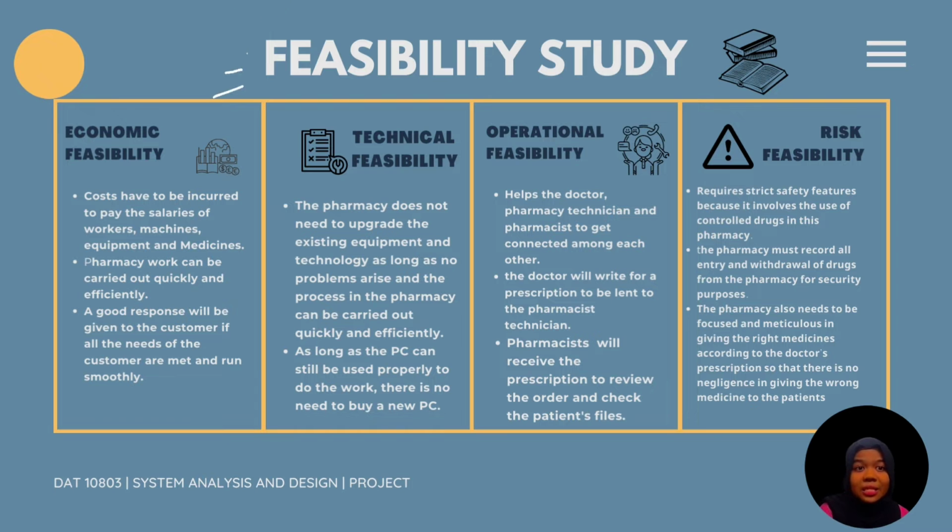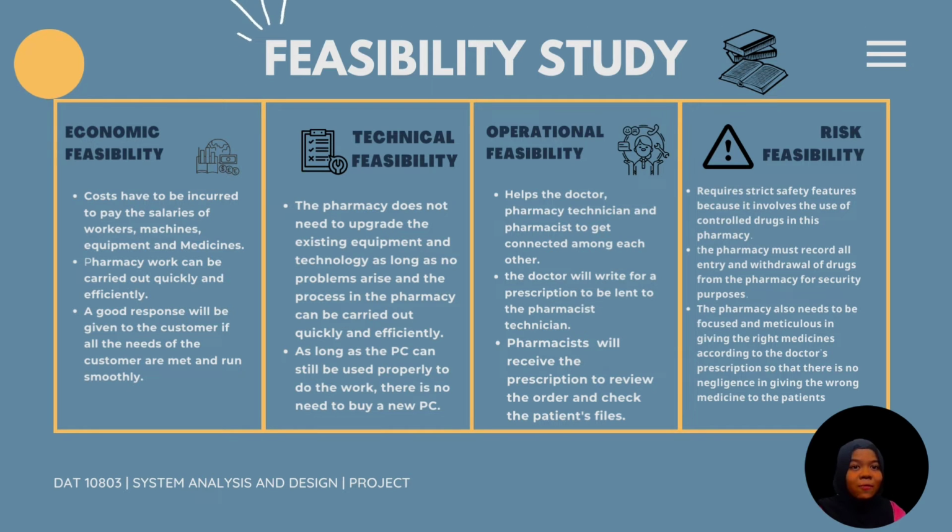Among the technology commonly used in the pharmacy is the PC. The main use of the PC is to receive doctor prescriptions, view patient files, record medicine, and conduct the necessary study regarding medicine in the pharmacy, as long as the PC can still be used properly to do the work. There is no need to buy a new PC.